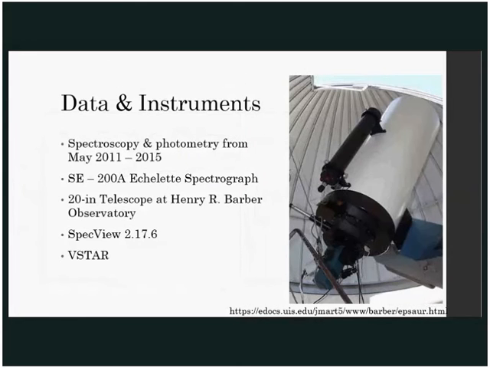So just some instruments that we used and the data collected. We collected spectroscopy and photometry from May 2011 to about 2015. We actually collected some April 1st. We used the SE200A Eclipse spectrograph attached to the 20-inch telescope at the UIS Henry R. Barber Observatory. I used the programs SpecView and VStar to analyze the spectroscopy and photometry.